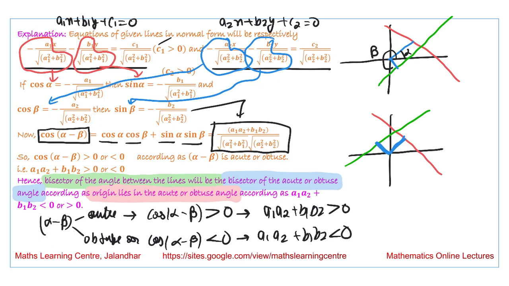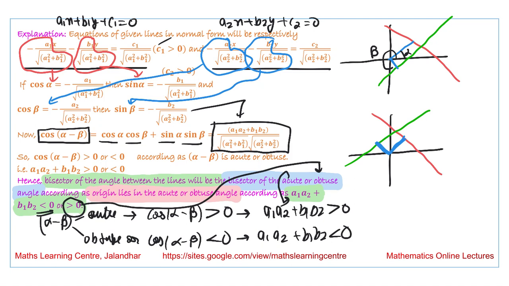That is, it depends upon whether a1 into a2 plus b1 into b2 is less than 0 or greater than 0. So it corresponds to the acute angle if it is less than 0, and it corresponds to the obtuse angle if it is greater than 0.